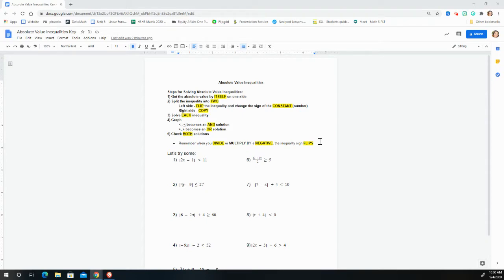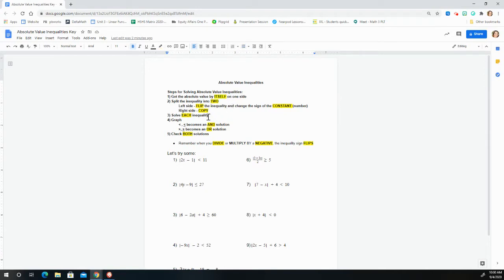Inequalities are different than equations because the inequality symbols less than, greater than, less than or equal to, and greater than or equal to represent whole sets of numbers. So it's going to be important that we put our solution sets on number lines and visualize the entire solution set.